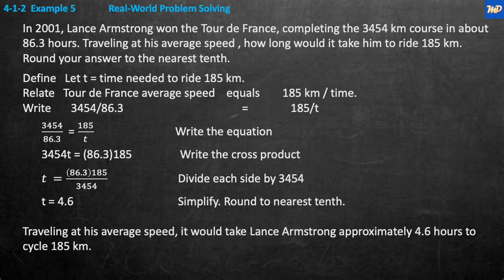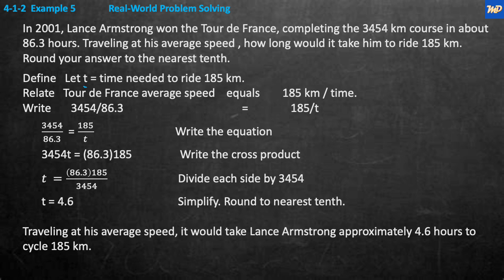His average speed we're going to pick up from the speed he was riding in the Tour de France. So round your answer to the nearest tenth, it says here. We're going to let t be the time that it needed to ride the 185-kilometer trip. If you had kilometers per time, now you've got speed, right? Kilometers per minute, kilometers per hour, or whatever. In our case, it was hours, so the average speed is going to be in kilometers per hour. So what are we going to write?